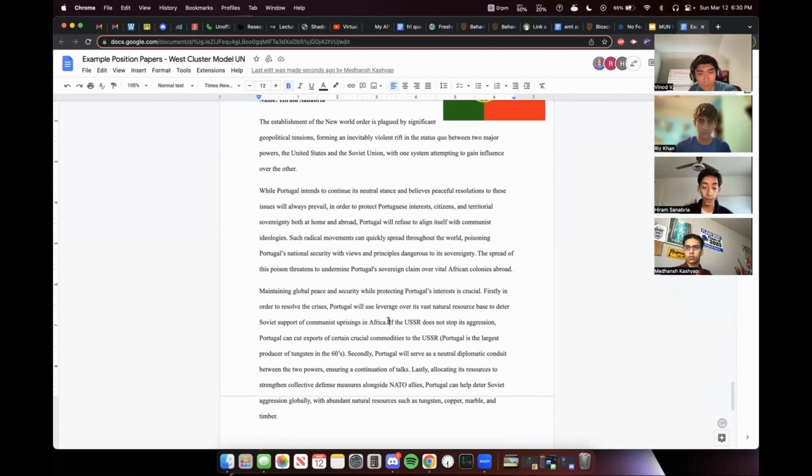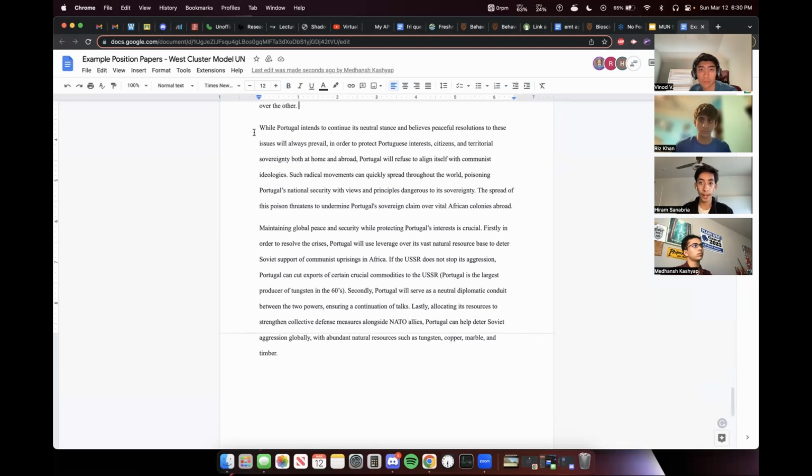I start with a brief introduction, the first paragraph of the topic, which is predominantly coming from the background guide provided by the chair. Then in the second paragraph, I get into a mixture of my own research and what the chairs provided me in their research, and blend it together and explain. I'm starting to get into what Portugal's stance was in regard to the spread of communism in this case, or whatever the topic might have been.